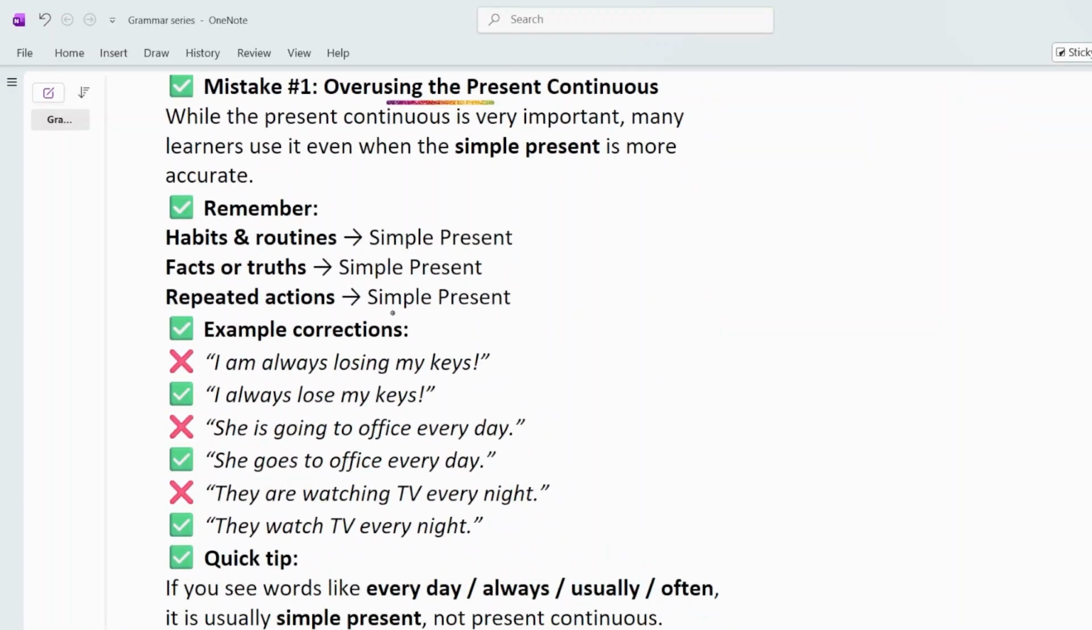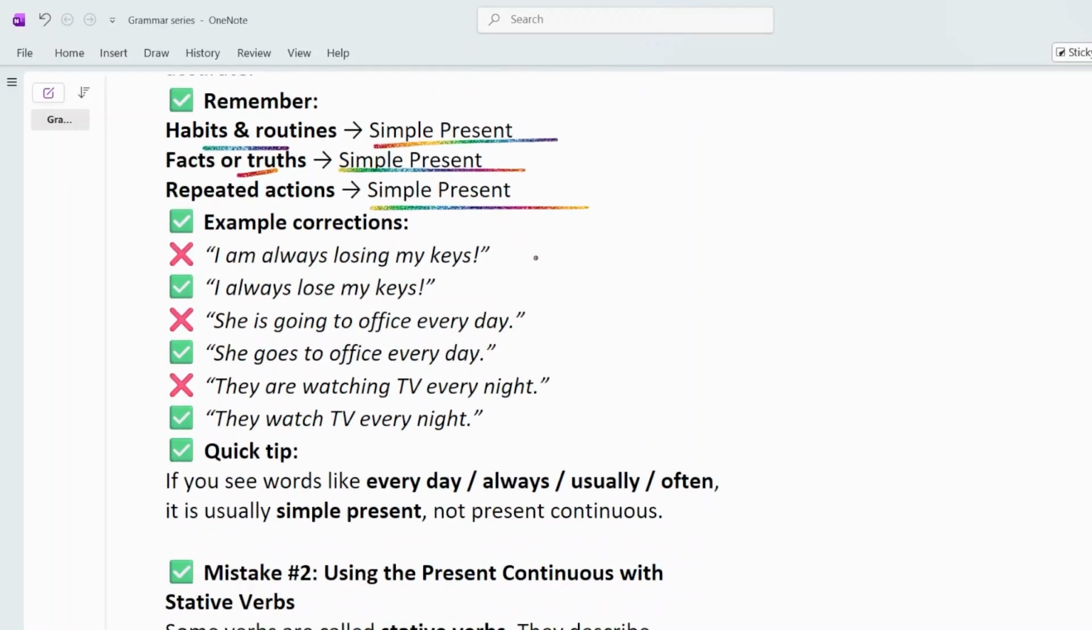Let's look at certain examples. Look at the screen. Habits and routines are simple present. Facts or truths are also simple present. Repeated actions are also simple present. So let's look at some examples, guys. The example is, I am always losing my keys. Many people use sentences like this. However, the "I am" is going to get deleted here, because I always lose my keys. This is a fact. Probably this is a habit. So that is the reason it has to be in simple present only.